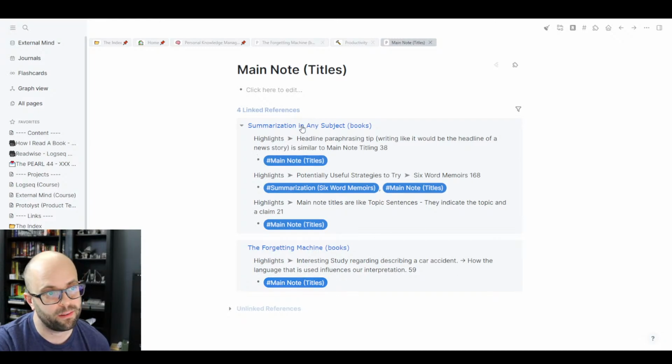A lot of this came from Summarization in Any Subject. That was a good book. That's where I got the idea for the 6-word memoir strategy for summarizing an idea.